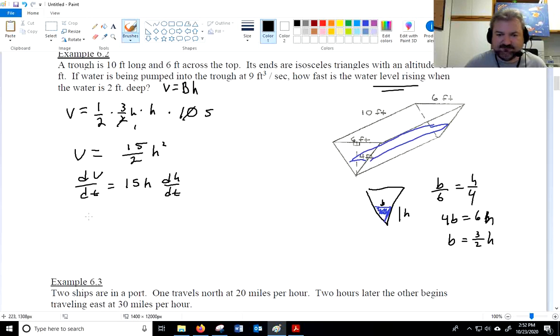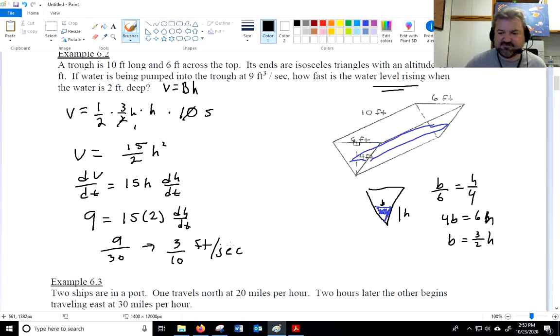Okay, not bad. Now we want to know how fast the water level is rising when the water is 2 feet deep. We know that the water is being pumped in at 9 cubic feet per second, so that's a positive 9 equals 15 times 2 times dh dt. All right, so 9 over 30, which we could reduce to 3 over 10, and that is feet per second, the rate of increase in the water level's height.